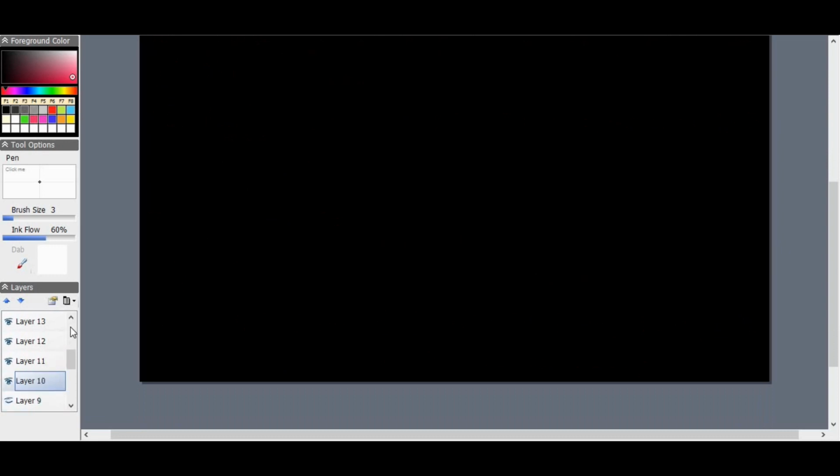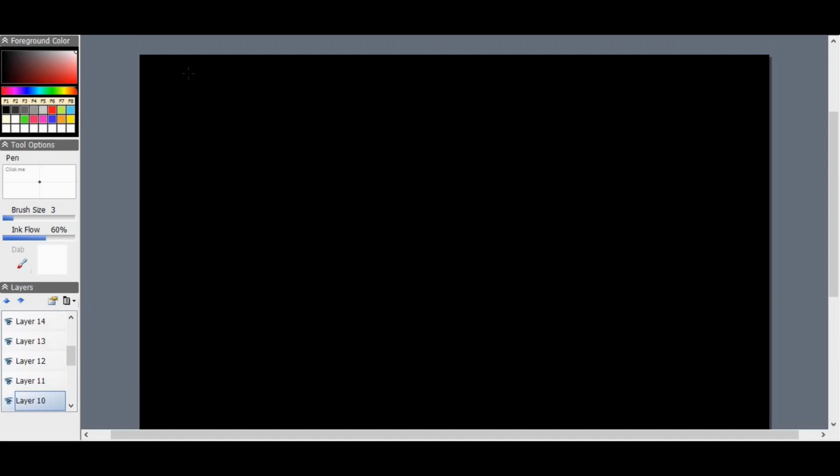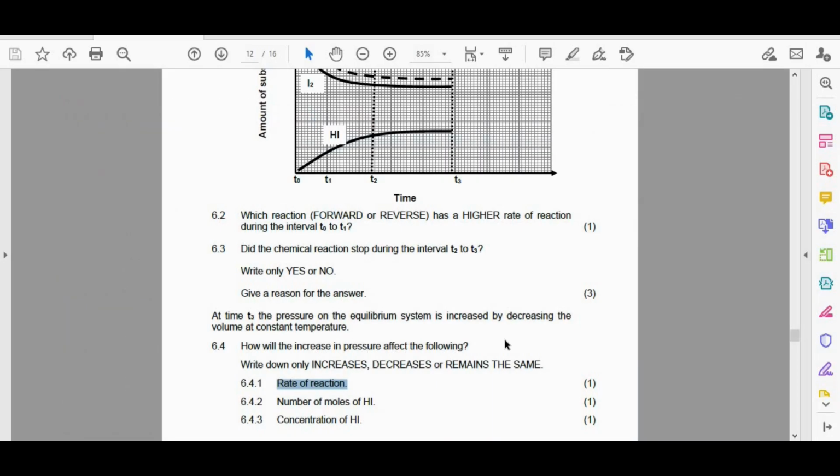Let's start on a new page for the entire question 6 and let's write in a more decent color. 6.4.1, increase. Okay, smaller surface area, smaller container. The pressure is now increased. Yes, the pressure's increased, so we've got increased pressure. Rate of reaction will obviously increase now.